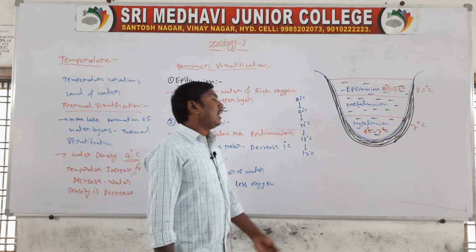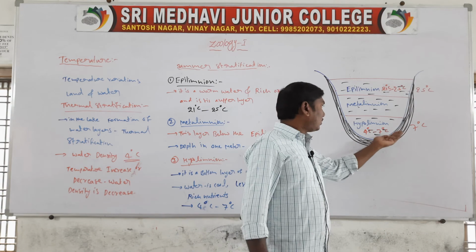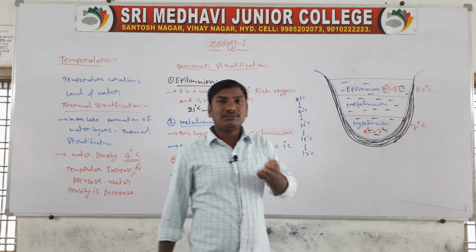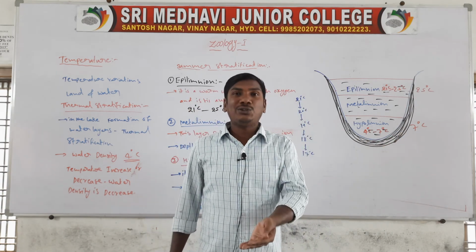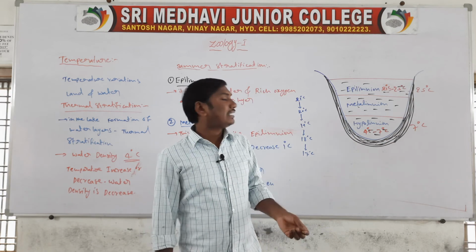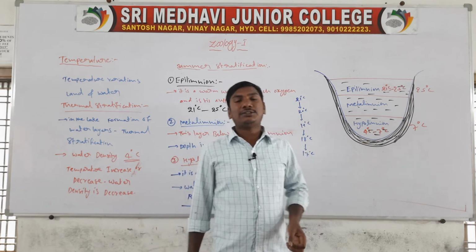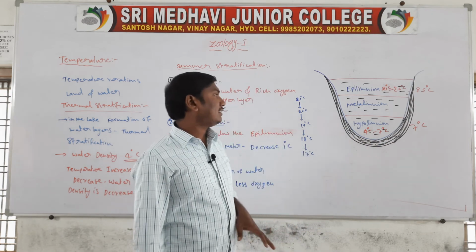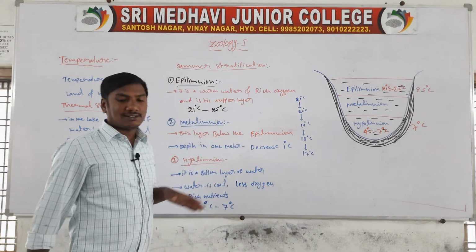Next one, third one, Hypolimnion. Hypolimnion means the bottom layer of the water. This water is cool water with rich nutrients and less oxygen. The temperature range is 4 degrees centigrade to 7 degrees centigrade. So, that is summer stratification.